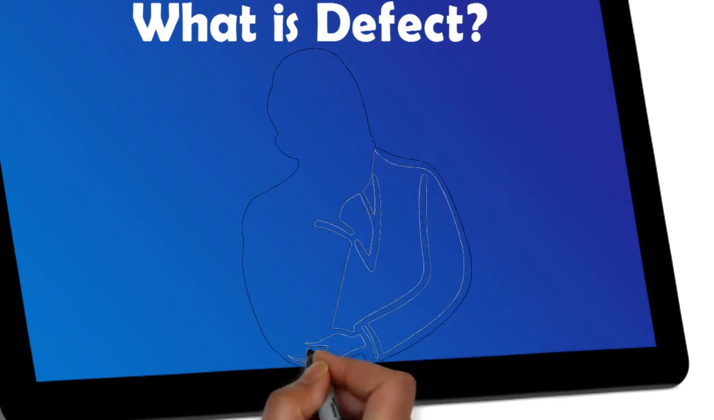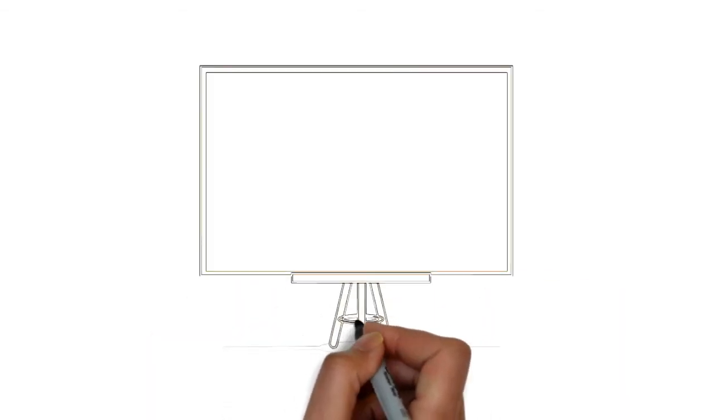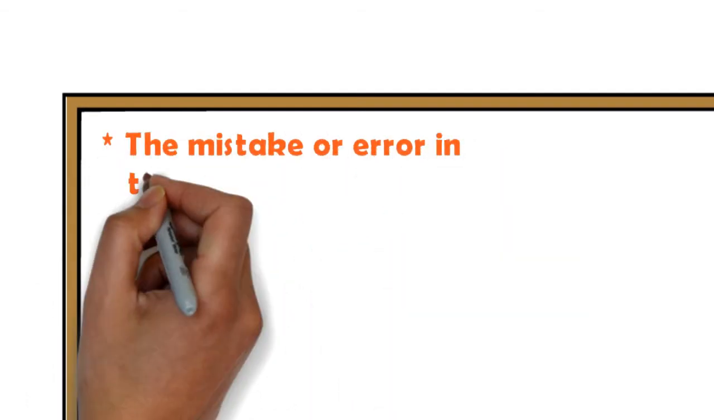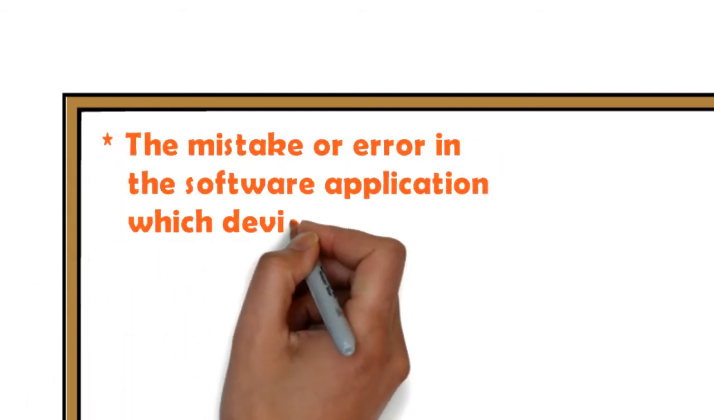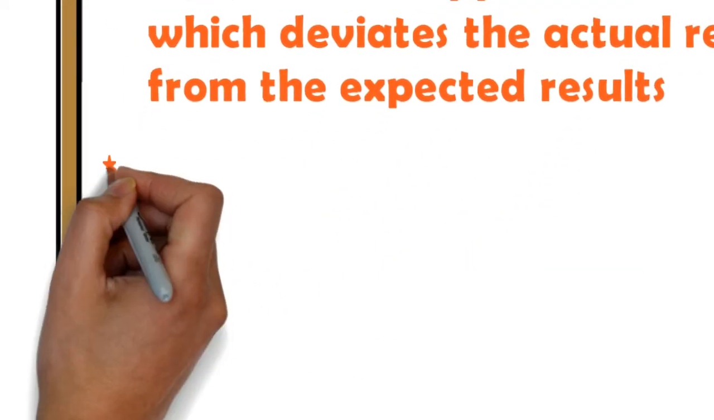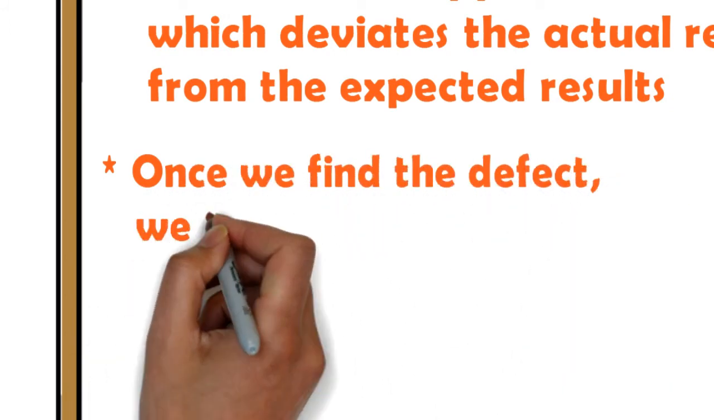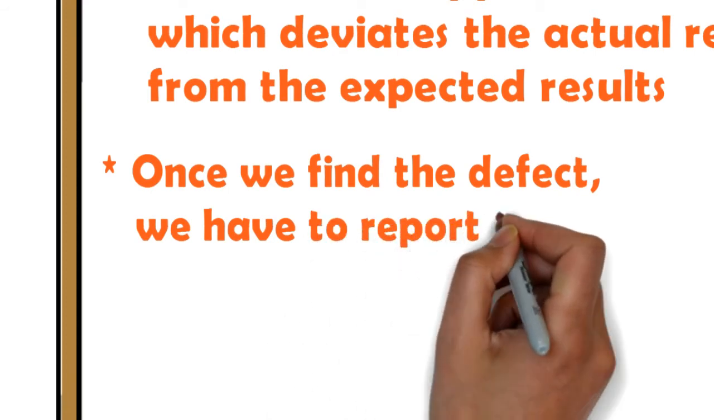So, what is a defect? The mistake or error in the software application is called a defect, which deviates the actual result from the expected result. Once we find the defect, we have to report it so that the developer can fix it. So, what do we need to do when we get a defect? Yes, obviously we need to report the defect or fix the issue.